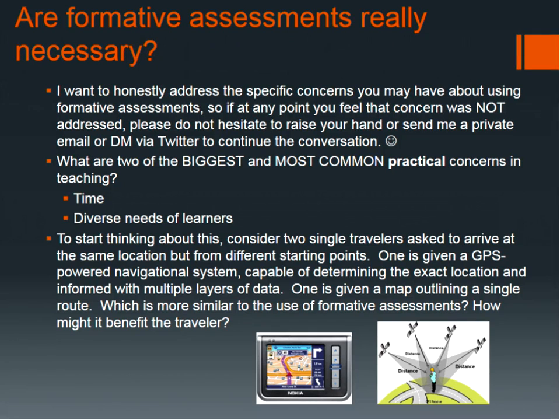To start thinking about this, I want you to think about two travelers that are both asked to get to the same place. They're starting at different places. We give one a GPS, something like they might have on their phone or a TomTom. And then the other is given a map with a single route. Which one of those do you feel is more similar to the use of a formative assessment? The GPS or the map?